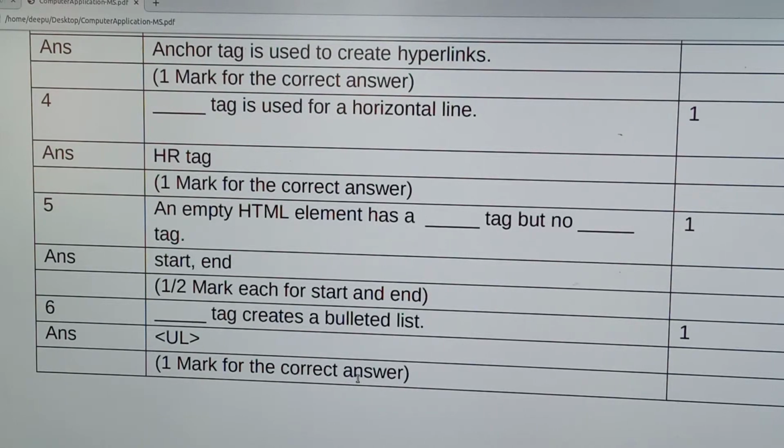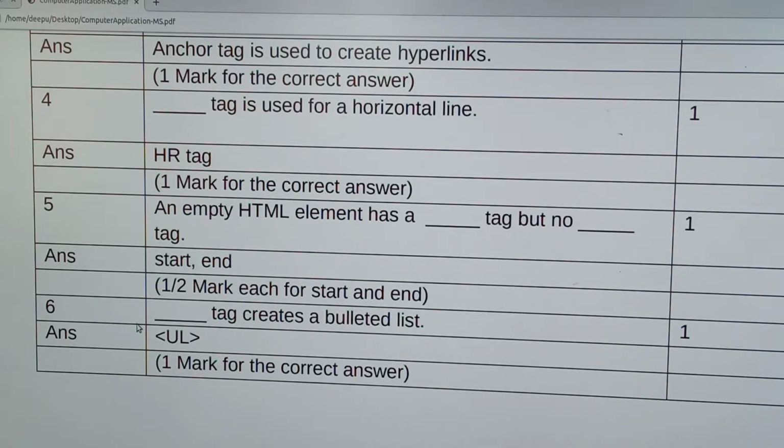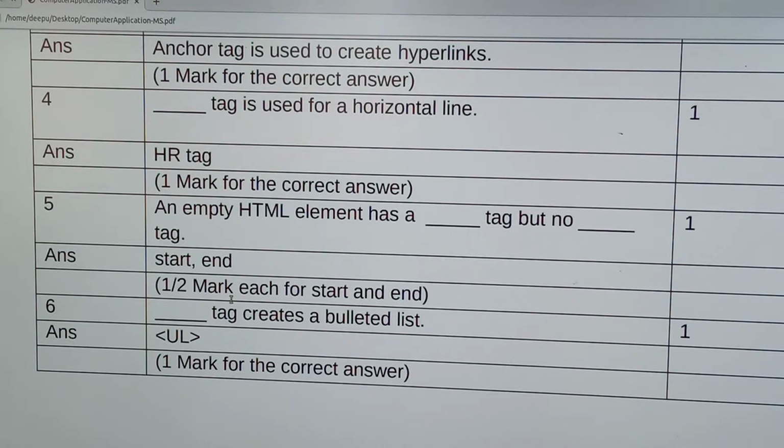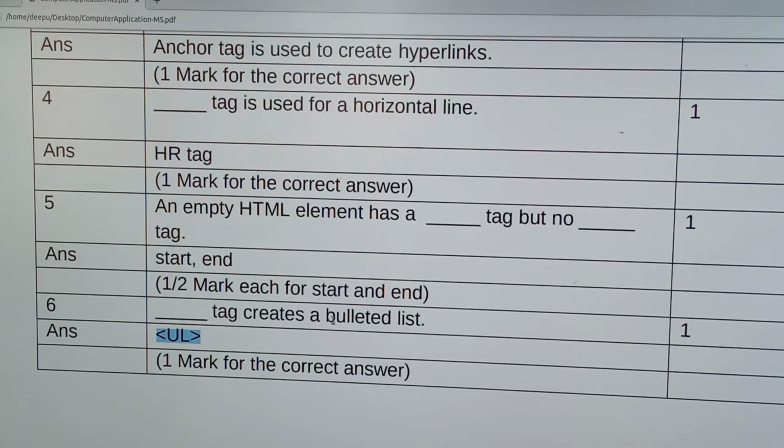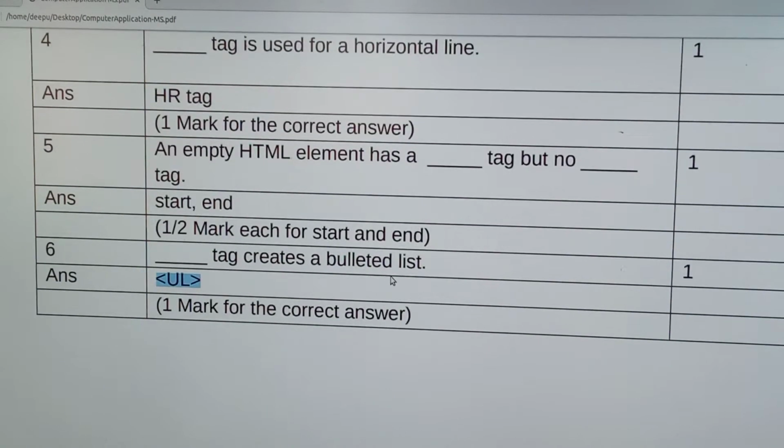So the next question is question number 6. Dash tag creates a bulleted list. Bulleted list means unordered list. So the answer becomes UL. UL is the answer, unordered list. So this is also a 1 mark question.